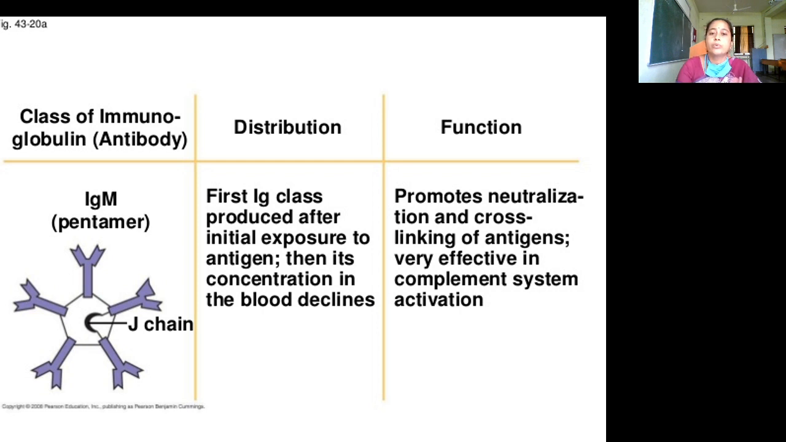IgM class produced after initial exposure to antigen, then its concentration in the blood declines. Promotes neutralization and cross-linking of the antigens, very effective in complement system activation.